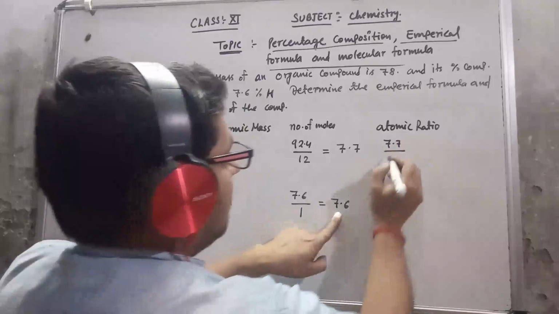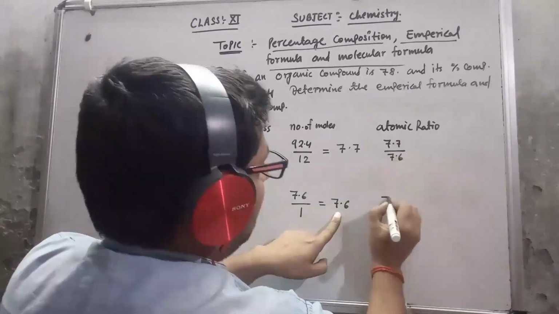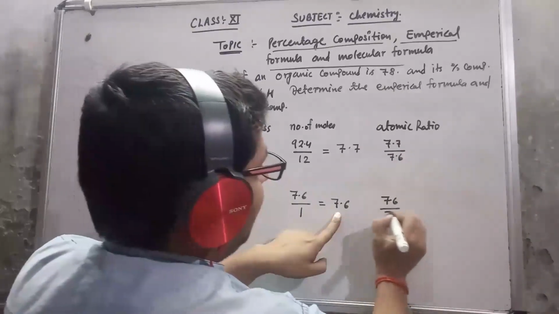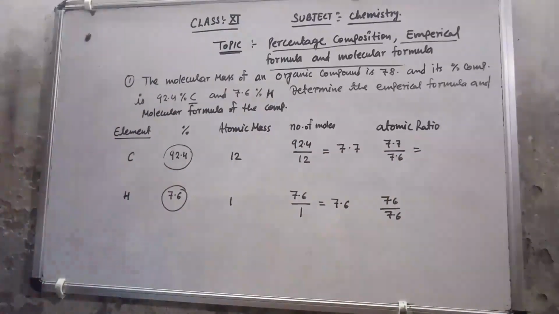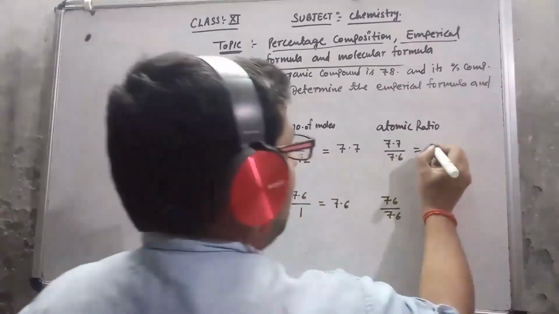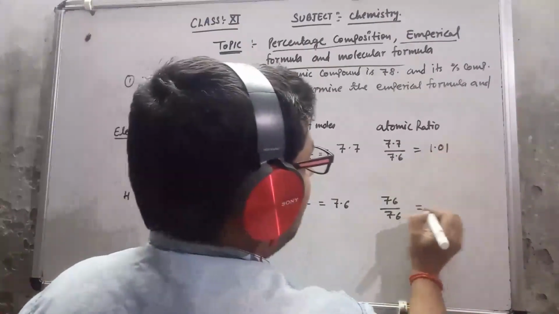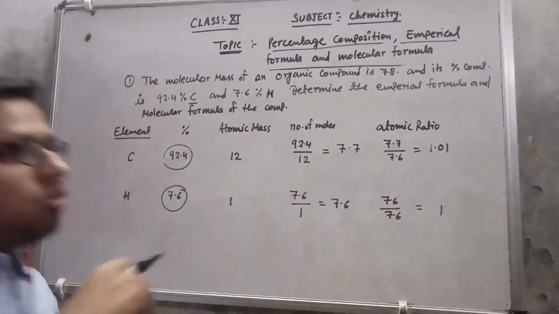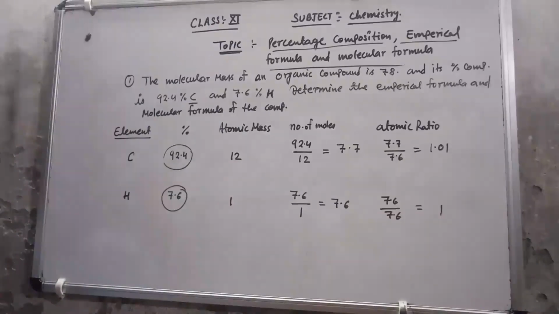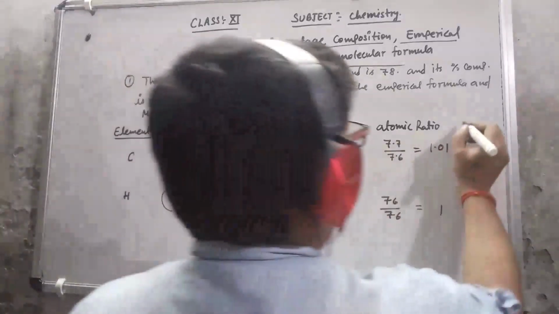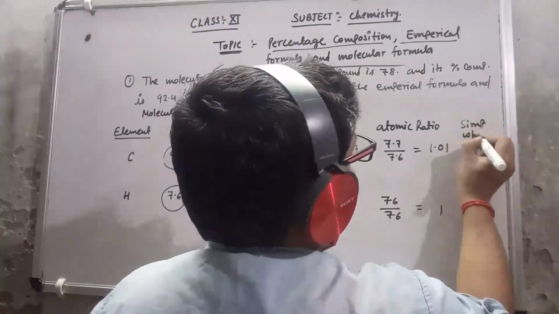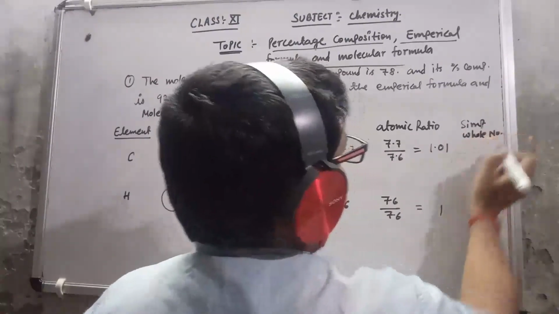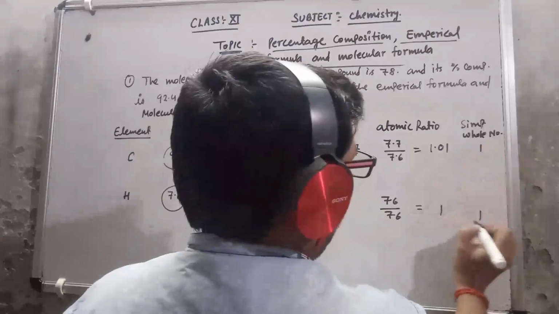If you do the atomic ratio, for carbon 7.7 and the minimum is 7.6, so this is coming approximately 1.01, which is 1. This is also a decimal, so we have to make it a simple whole number. What is the simple whole number? This is 1. It is already 1.